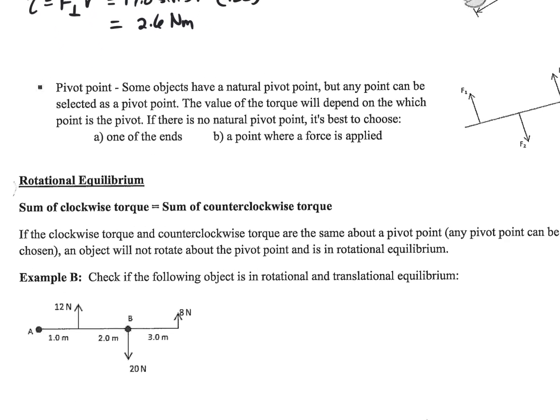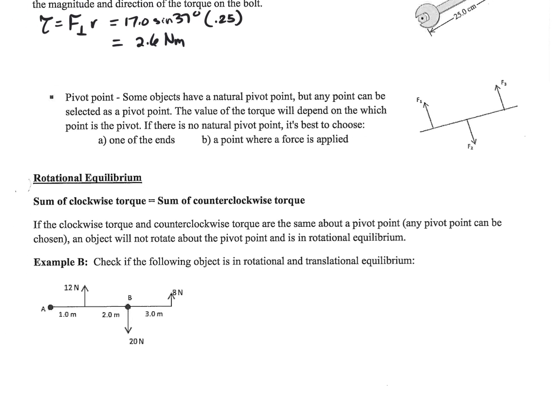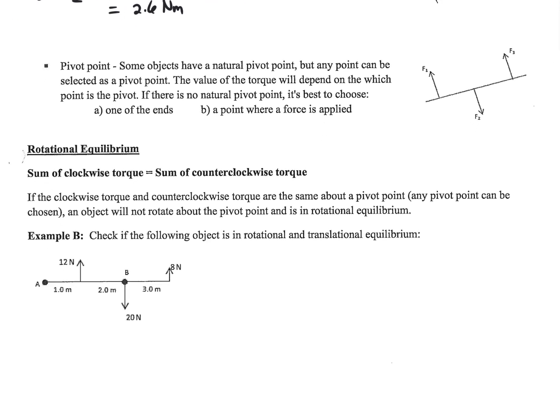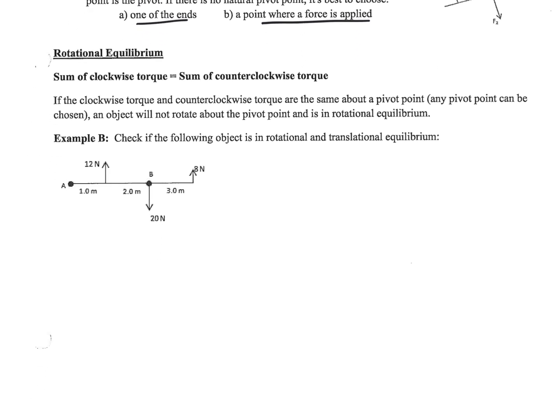Now let's talk about pivot points. If something's pivoting and you've got forces being applied, it says some objects have natural pivot points, but anything can be selected as a pivot point. The value of the torque depends on which point is the pivot. If there is no natural pivot point, in other words, if it's not hooked to something or hanging on a string, if it's not screwed down or hinged to something, that would be a natural pivot point, wouldn't it? If it's not any of those, then pick one of the places where the force is applied or one of the ends. Okay?